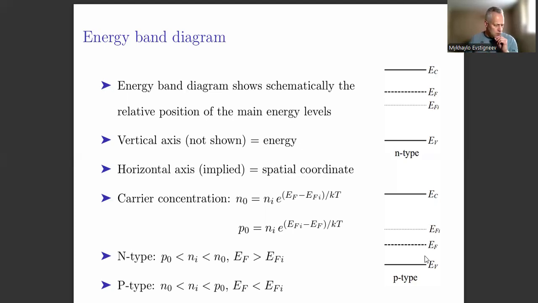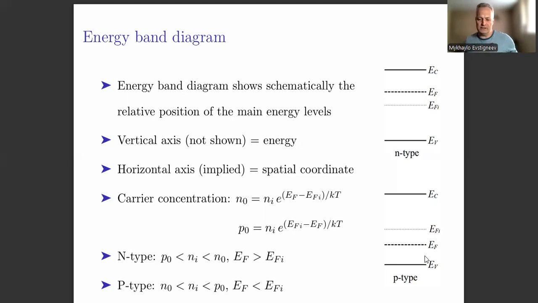So in general, again, if the Fermi energy is closer to the valence band edge, Ev, the semiconductor is of p-type, holes are majority carriers, electrons are minority carriers. If the Fermi energy is closer to the conduction band, electrons are majority, holes are minority carriers.